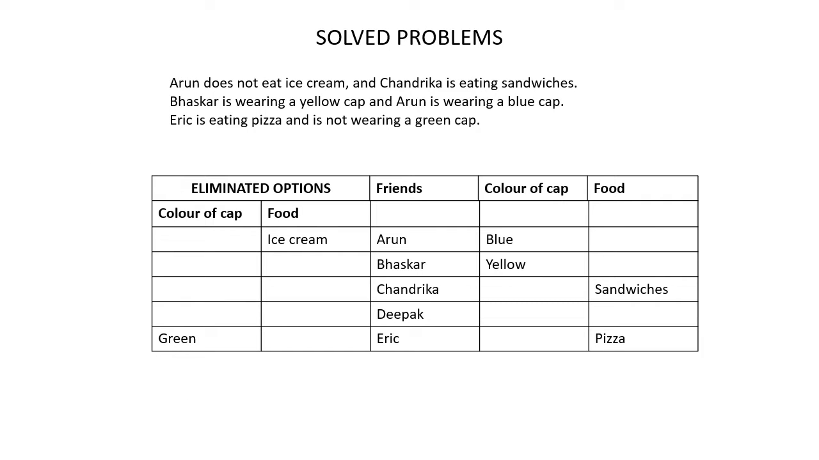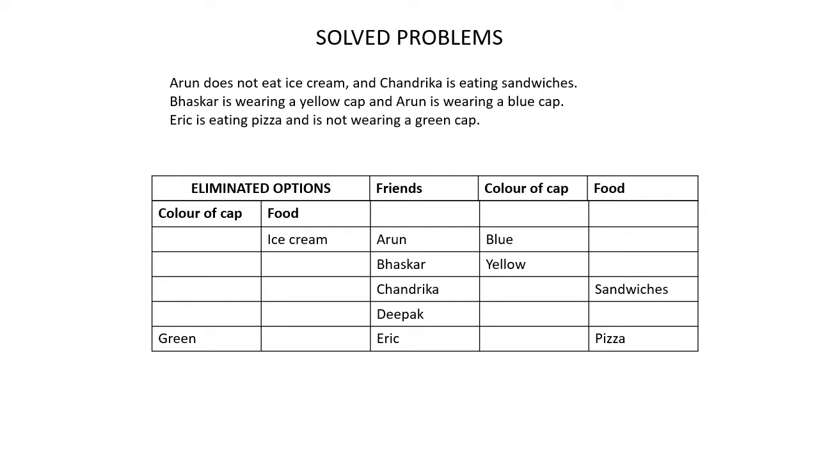So in the problem, it's given that there are 5 friends: Arun, Bhaskar, Chandrika, Deepak and Eric, and they are associated with 2 properties: color of the cap and the food they are eating. So first draw a table. In the second column, write the names of the friends. Use the first column to write the eliminated options of the properties associated with these friends, that is color of the cap and the food they are eating.